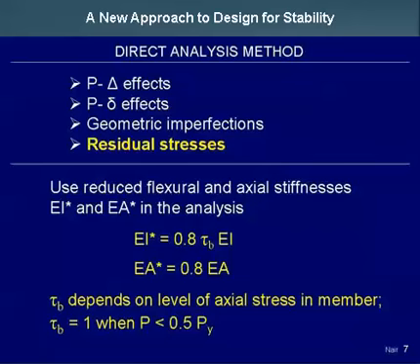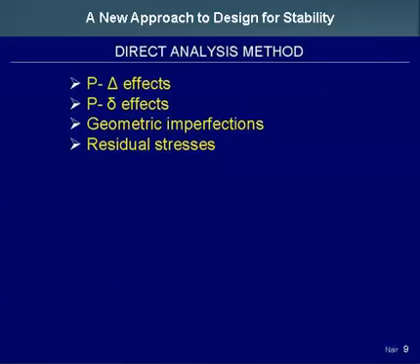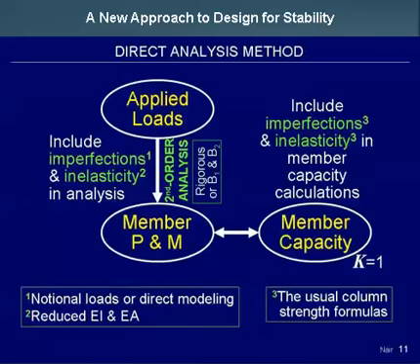If you want to avoid the cyclic process of finding your axial force and finding your tau and then reanalyzing and so on, you can use tau as 1 in all cases if you add a little additional notional load in your analysis. Okay. So that's how you account for these effects. And once you've done that, you can design the member using the provisions for individual members, with k equals 1 in computing compression strengths of individual members.